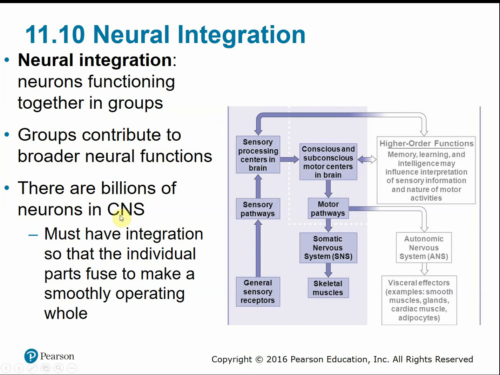There are billions of neurons in the central nervous system, so we have to have some type of integration between these neurons. They have to be working together some way so that the individual parts can make a smoothly operating whole. For instance, we have our sensory receptors, those processing centers in the brain. We have our motor pathways with your somatic system, with your skeletal muscles. We also have motor pathways for your autonomic system, like with your smooth muscle, your cardiac muscle. And then we also have those higher mental functions, so things like memory, learning, intelligence, all ties back into this neural integration.